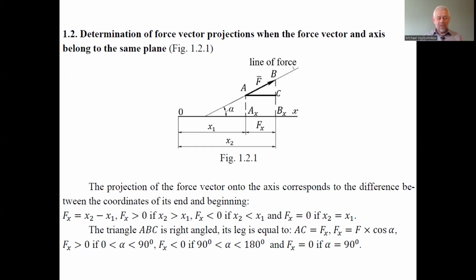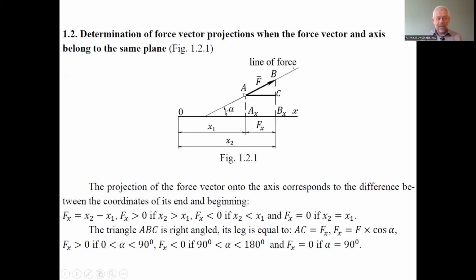coordinates, x2 minus x1. This projection of the force on the abscissa axis is more than 0 if x2 is more than x1, and the projection is less than 0 if x2 is less than x1. It could be if the angle between the abscissa axis and the force is more than 90 degrees, and the force has the opposite direction to the abscissa axis.